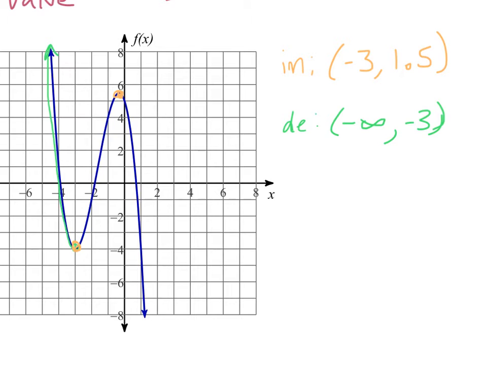And then we start decreasing again. Actually, this is 0.5. I wish these were whole numbers because it would make things so much easier, but this is negative 0.5. Okay, and then we're decreasing again from negative 0.5 to infinity.